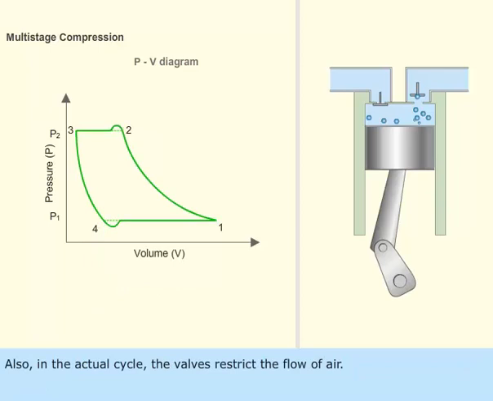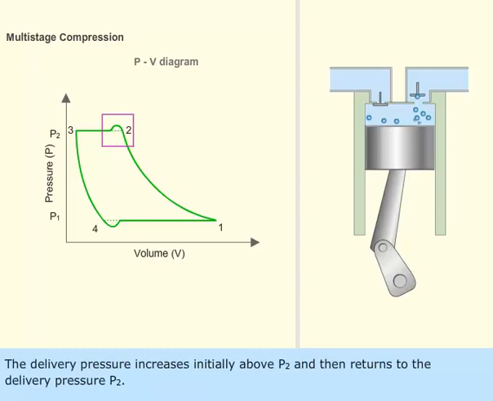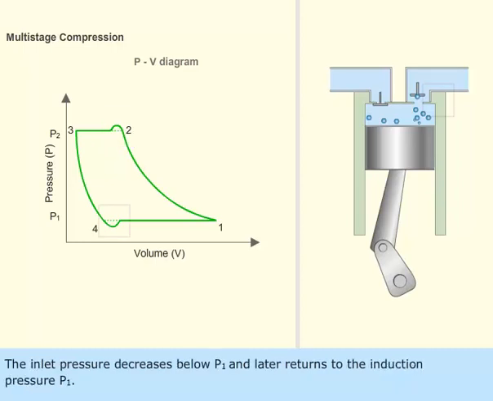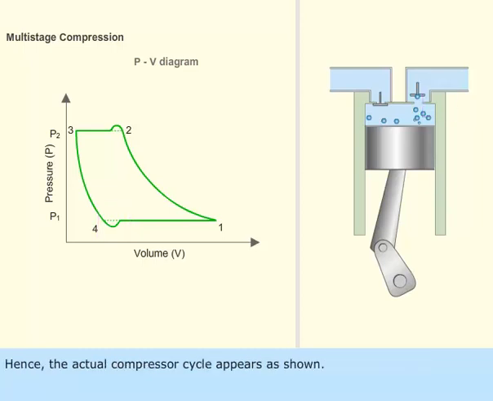Also, in the actual cycle, the valves restrict the flow of air. The delivery pressure increases initially above P2 and then returns to the delivery pressure P2. The inlet pressure decreases below P1 and later returns to the induction pressure P1. Hence, the actual compressor cycle appears as shown.